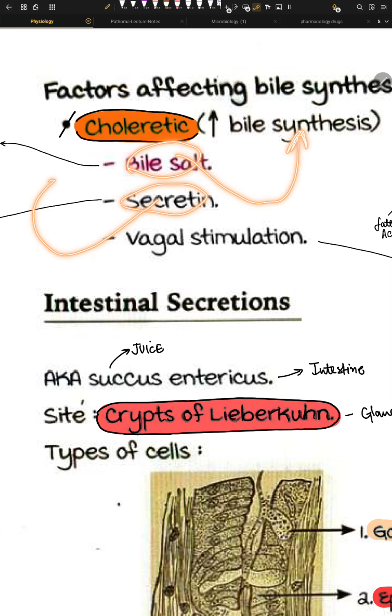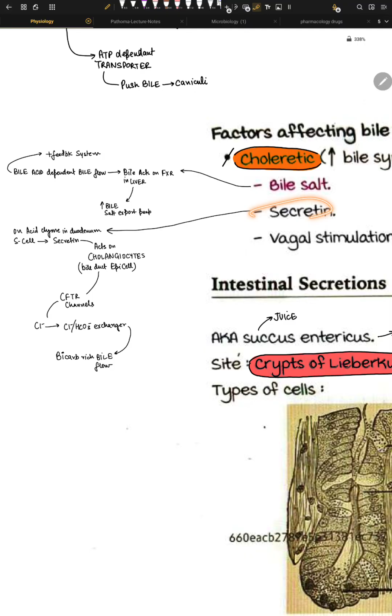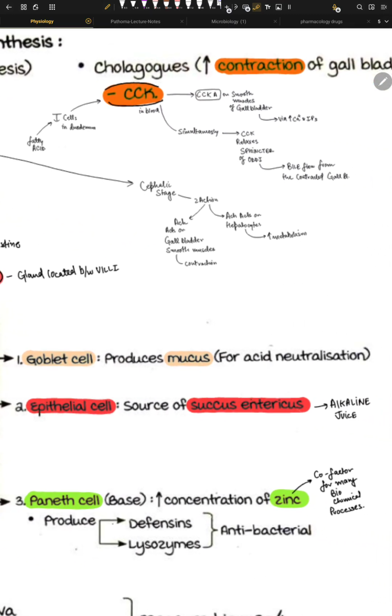Secretin works via indirect, and vagal via neural, right? How does secretin work? Secretin goes on these cholangiocytes, which are bile duct epithelial cells, and via upregulation of the CFTR channel it leads to bicarb-rich bile flow. Vagal stimulation leads to the cephalic stage, more ACh on the gallbladder, and smooth cell contraction happens.